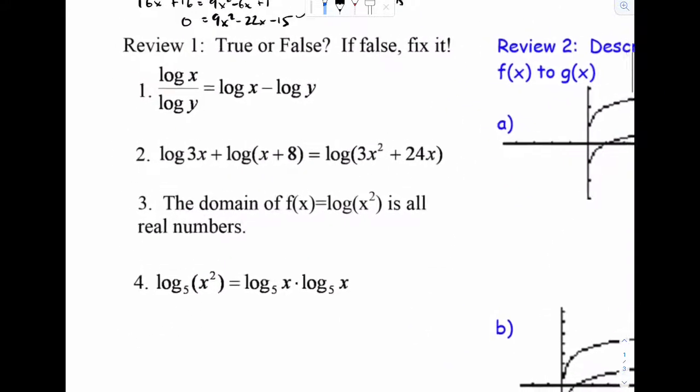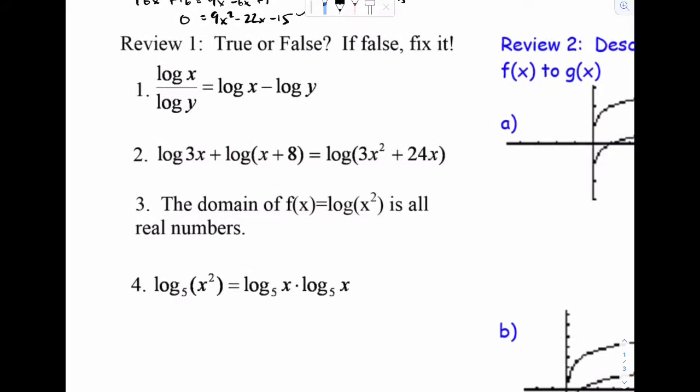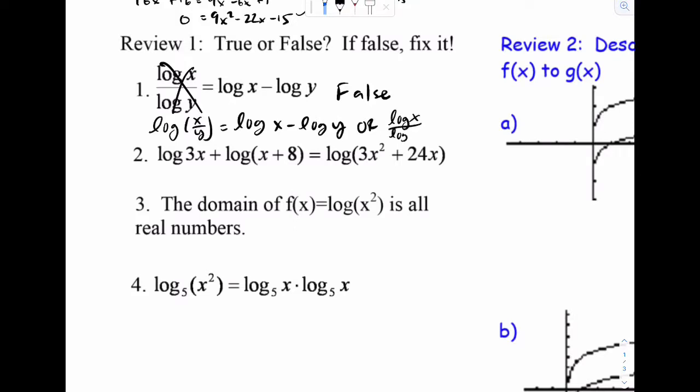So review 1. True or false? If false, fix it. So this is clearly false. A couple ways to fix this. If you look on the left side, we cross this out. If you subtract logs, what happens is only the insides divide like that. So that's probably the easiest way to fix that. I could also fix the right side and say log x over log y is equal to log base y of x. Okay, look at number 2. I can see it's adding to multiply, so 2 is true, that's fine.